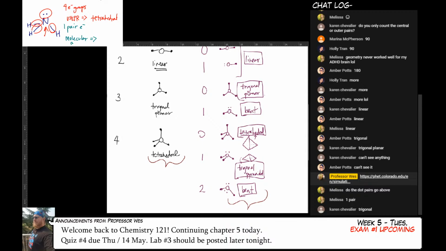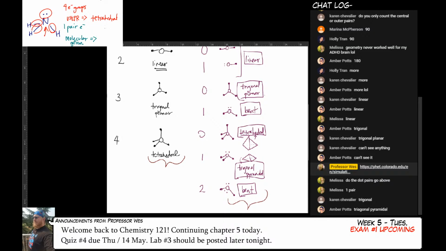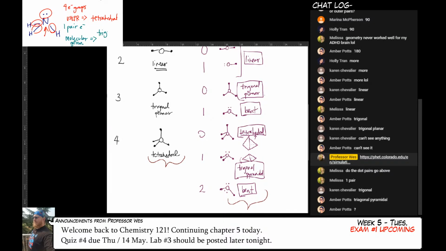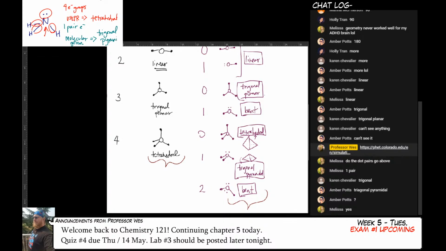is going to be called, and I have no idea if this is fitting in the box, just barely, trigonal pyramidal. And that is way too tiny and you can't see it, but that is the right answer. So let's do that. I'll just make it bigger.